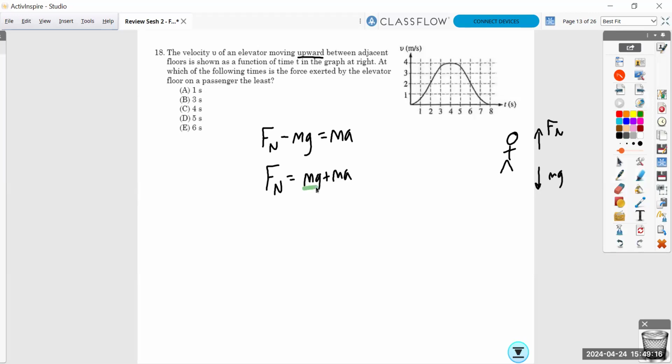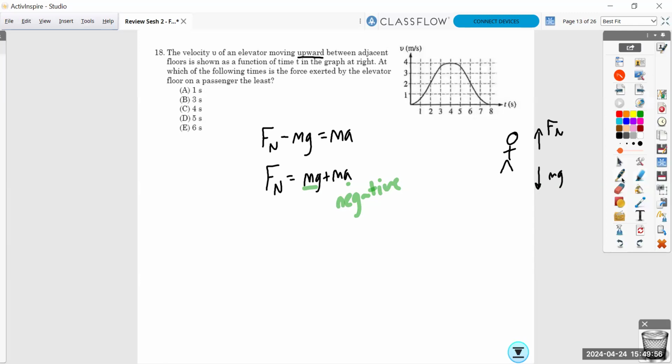Mg never changes, right? So in order for my normal force to be as small as possible, what do I want to be true about my acceleration? As small as possible, or even, if I can hack it, negative. If I can get my acceleration to be negative, my normal force will be even littler than gravity. Is there a place here where my acceleration is as small as possible, maybe maximally negative?